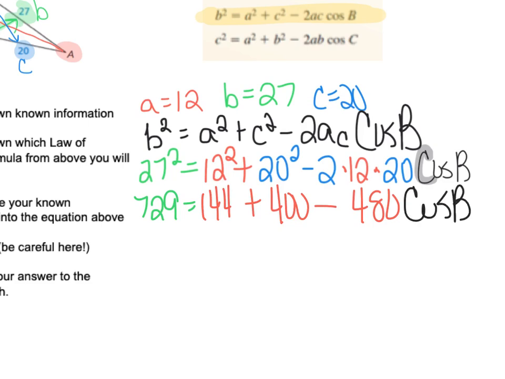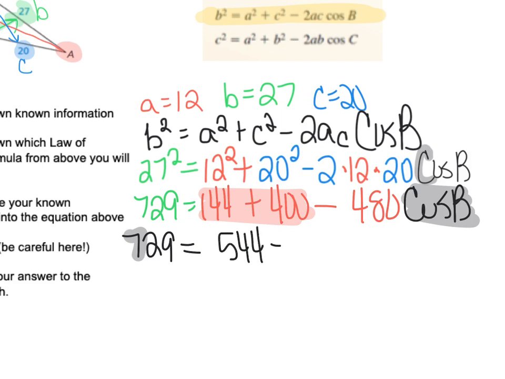Okay, at the end of the day, what we want to do is get the cosine of B all by itself. So we're just going to do some basic algebra from here, and I know that I can combine my like terms right here. So I'm going to have 729 equals, if I put 144 and 400 together, I get 544 minus 480 times the cosine of B.